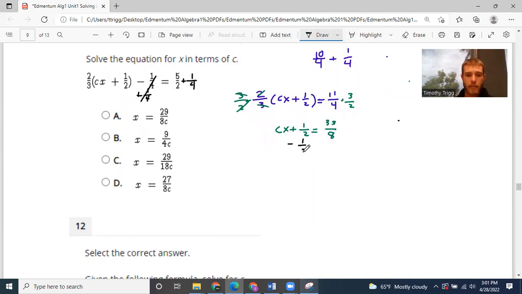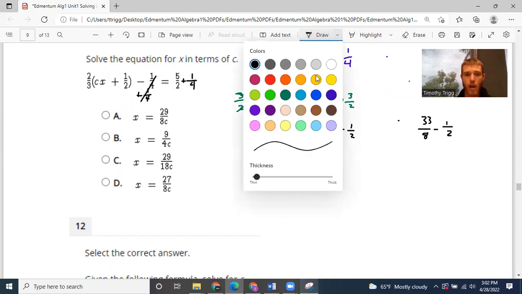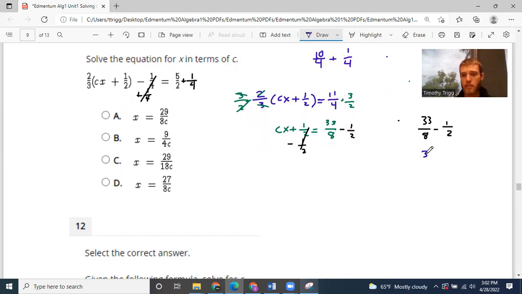Next, I would subtract 1/2 to get rid of this. To the side here, 33/8 minus 1/2. Remember, we need a common denominator when adding or subtracting. So we're going to go ahead and change both these fractions into 8ths. This one doesn't need to change, but this one will. To change to 8ths, I multiply by 4 in the denominator, which means I multiply by 4 also in the numerator. 33/8 minus 4/8 is 29/8. So I've got cx equals 29/8.